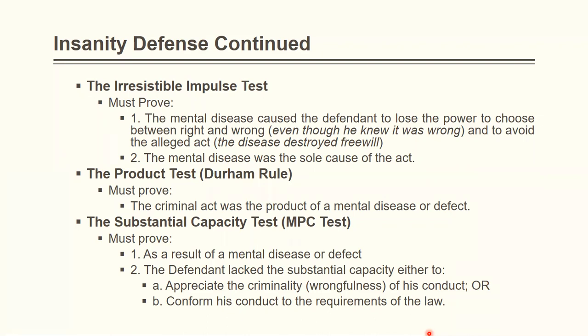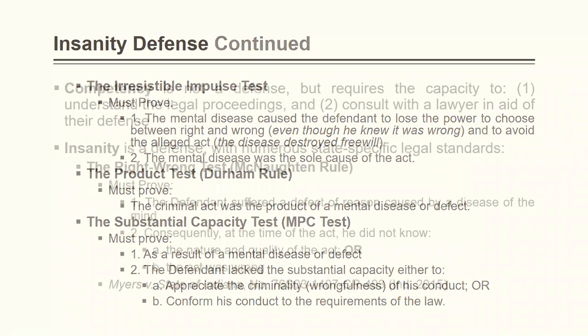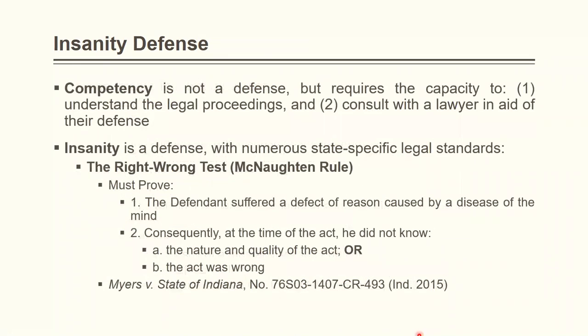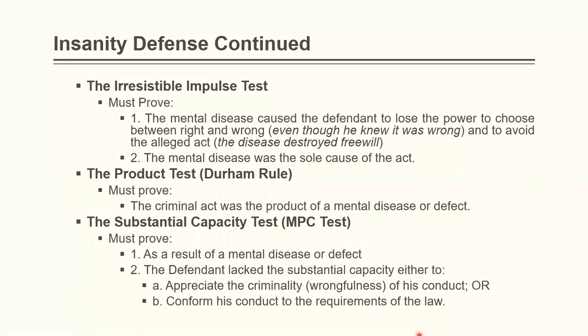So, good for him, but at the same time, that's really sad. You can't control your actions. You can't make them conform to the law. So the substantial capacity test really does mimic the M'Naghten rule, the right-wrong test. They're very similar, but they do have, like I said, those key differences.